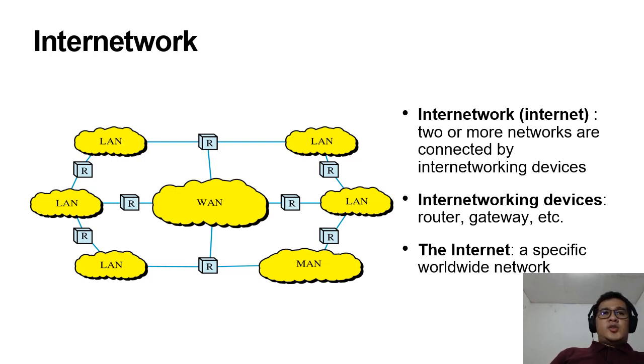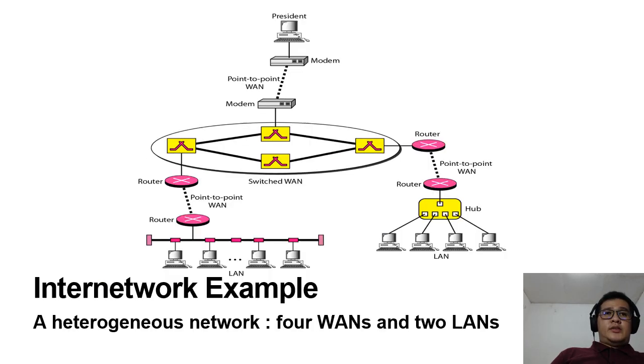So two or more networks are connected by the internetworking devices. Internetworking devices will be a router, a gateway, etc. You can see in the picture, R is a router. So the internet is a specific worldwide network. It is connected to the LAN and connected to the WAN, between the router and gateway.